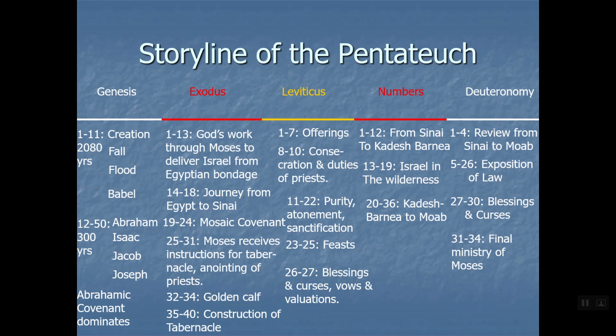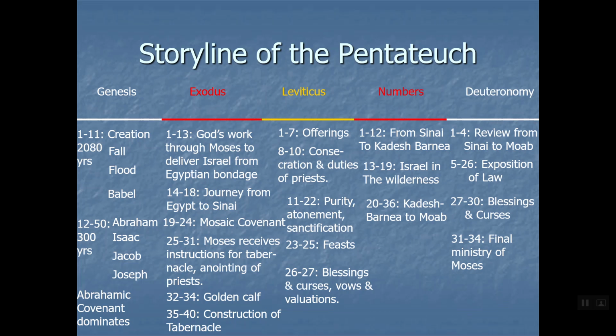And then chapters 31 to 34 is the final ministry of Moses. It's kind of a preparation for the mantle to be passed to Joshua.